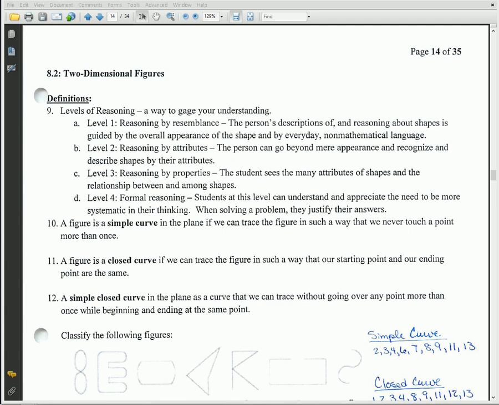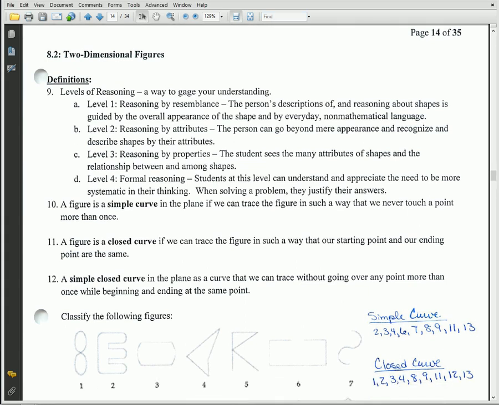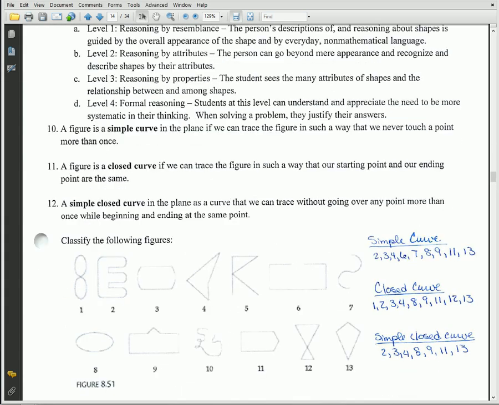8.2. This is two-dimensional figures. So these are figures in a plane, and so let's go ahead and start talking about simple closed curves, and these are curves that you can trace in such a way that you never touch a point more than once.